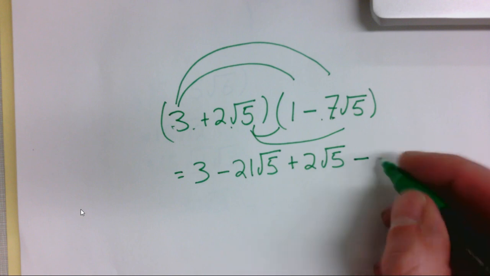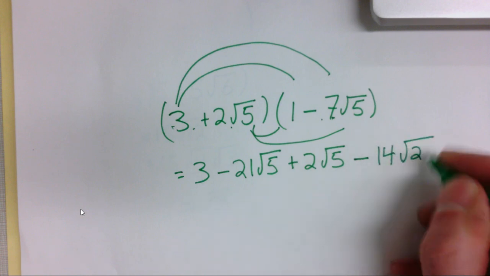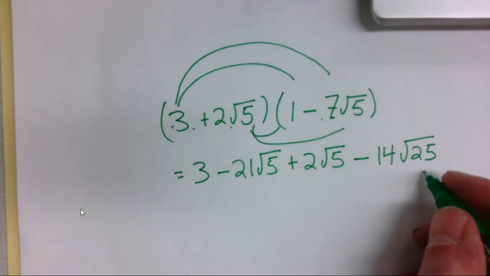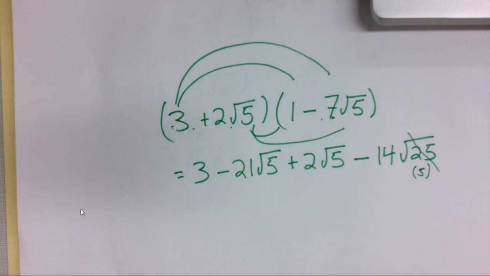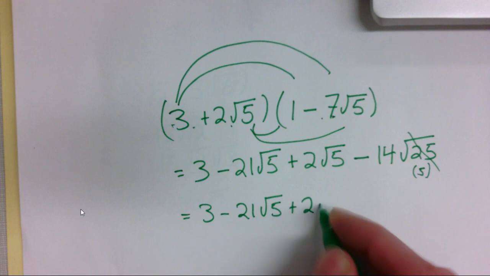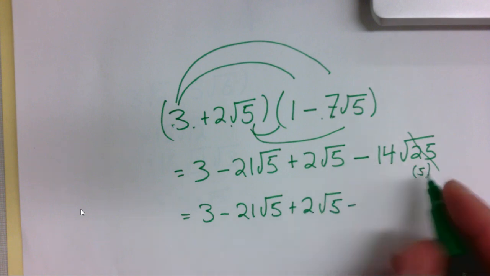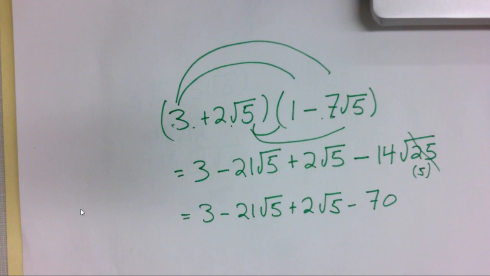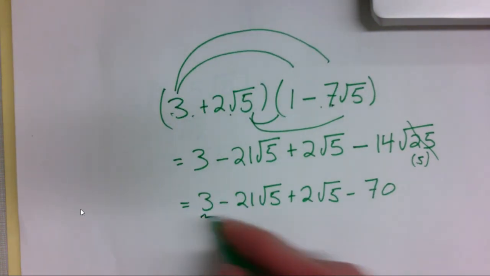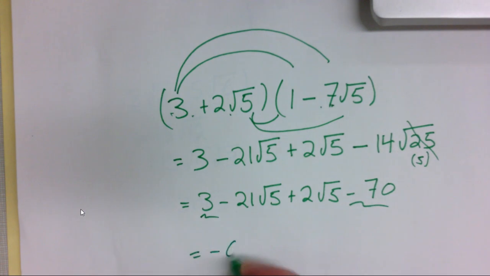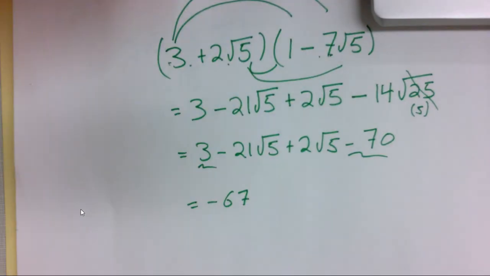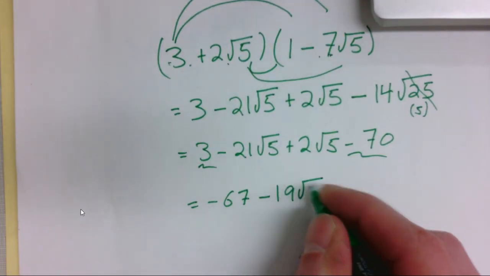2 times 7 is 14. Root 5 times root 5, I can do the multiplication under the square root sign, and it's root 25. So root 25 simplifies to 5. So I'm left with 3 minus 21 root 5 plus 2 root 5 minus 14 times 5, which is just the whole number 70. And then I can collect like terms. I can only collect like terms of the same radical. I can collect 3 and negative 70. That's just negative 67. And then how many root 5s do I have left? Well, I've got negative 21 plus 2, so I have negative 19 root 5.